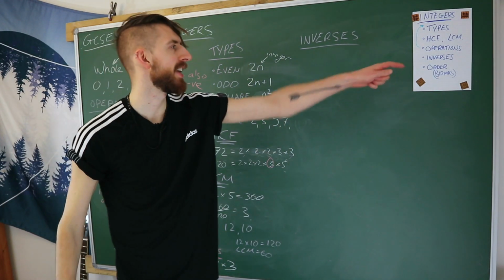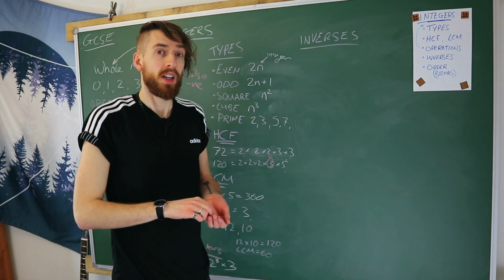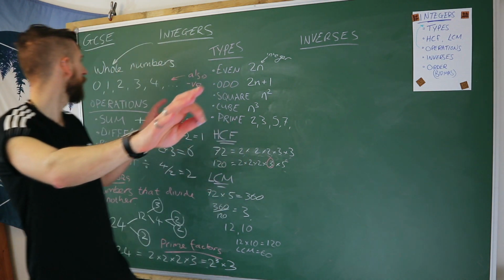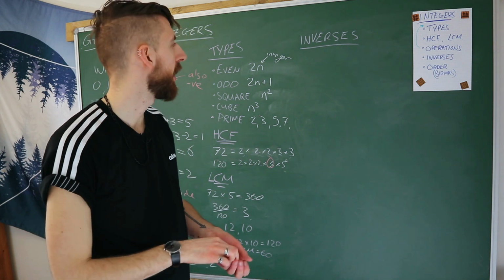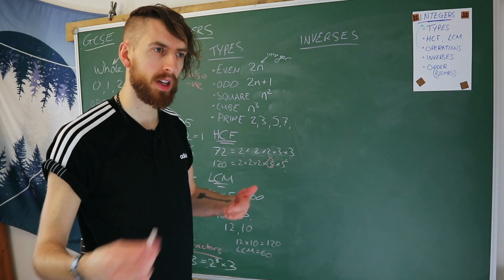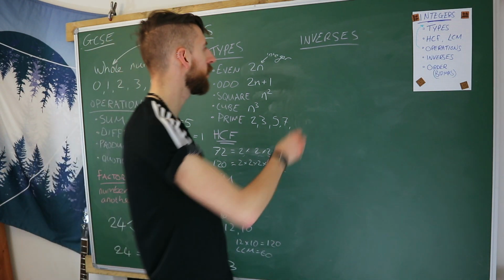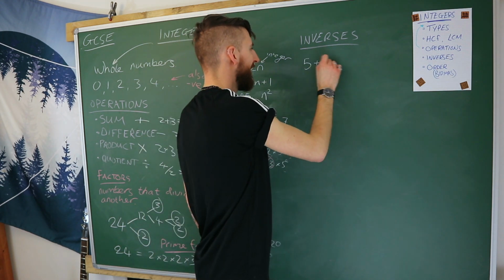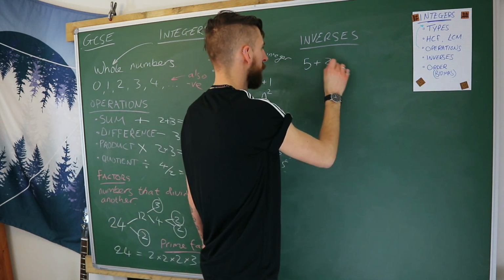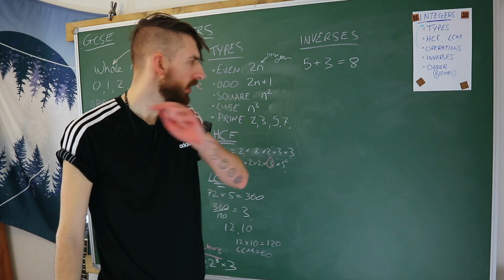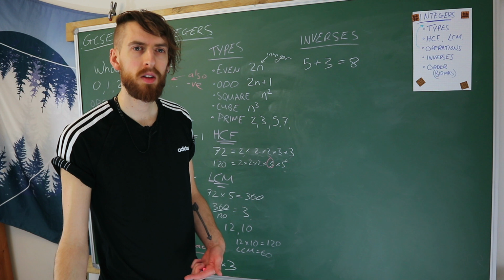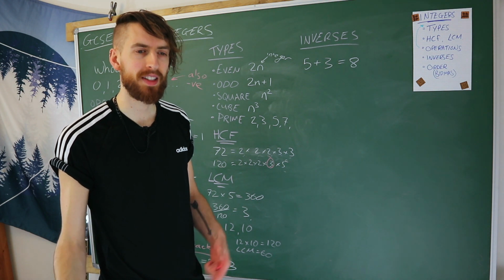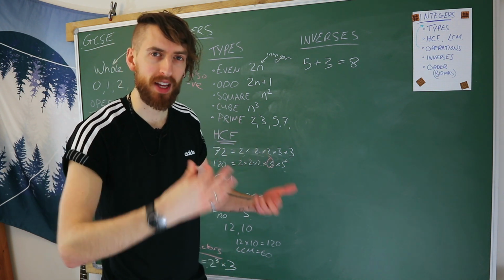This is getting near the end now. Imagine that we're going to do one of our operations: add, subtract, divide, or multiply. What's the inverse? What's the opposite of those? If I've got a number, say it's 5, and I add 3 to it, that equals 8. What's the opposite of adding 3? Well, obviously it's minusing 3. So inverses is like the opposite thing which undoes it.